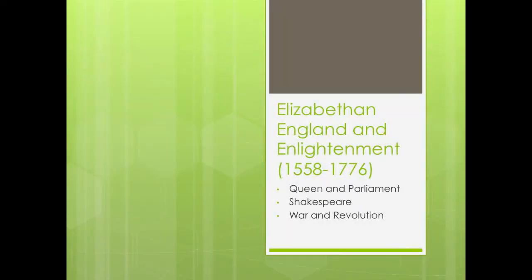Hi, today we'll talk about Elizabethan England and the English Enlightenment. And the theme of this discussion is that English rulers and Parliament struggled for stability during this period through war and revolution. So let's begin with Parliament.